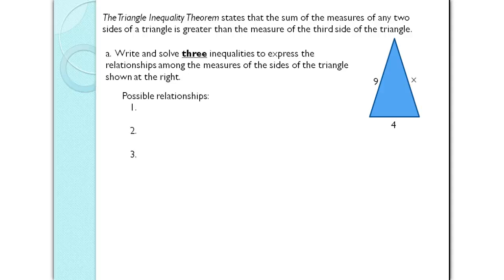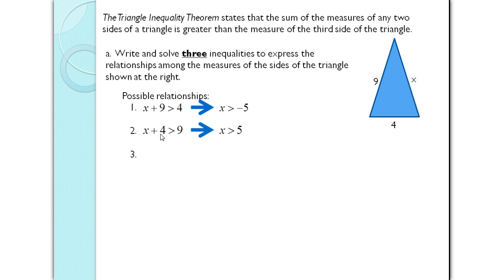So, possible relationships, I'm going to have 3 of them. My first possibility would be if I took my side x, added it to my side 9. These two sides would have to be greater than 4 when I add them together. So x plus 9 is greater than 4. When I solve, I get x is greater than negative 5. My second possible relationship would be side x plus side 4 is greater than 9. When I solve, I get x greater than 5.